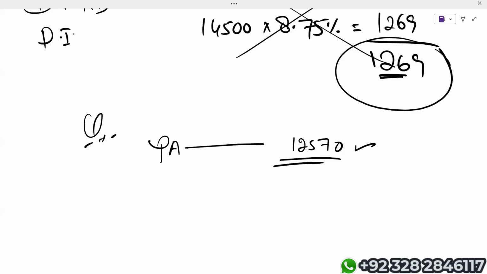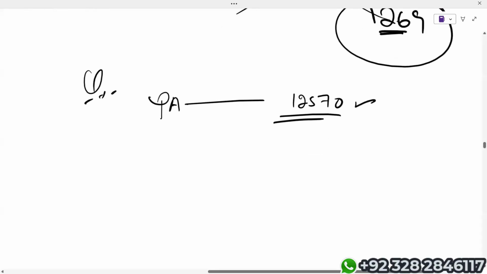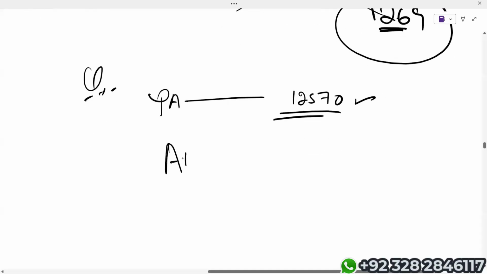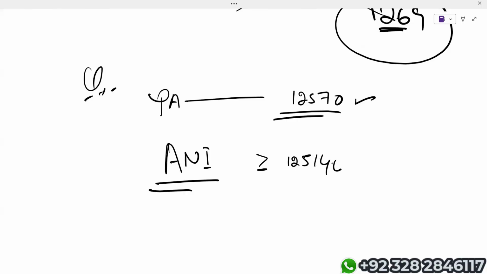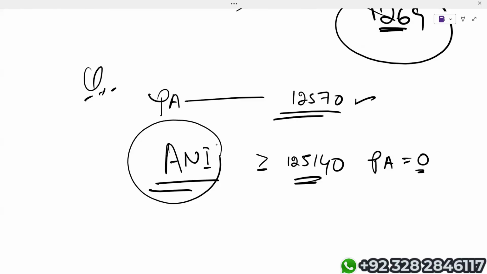Now, what is the situation in which personal allowance will start reducing? The name of that situation is adjusted net income. If someone in the UK has adjusted net income equal to or greater than 125,140, then the personal allowance becomes zero. Now the question is, how do we calculate adjusted net income, and then how do we apply it?